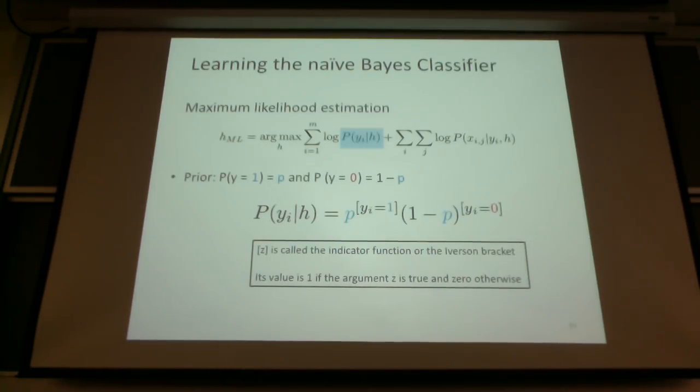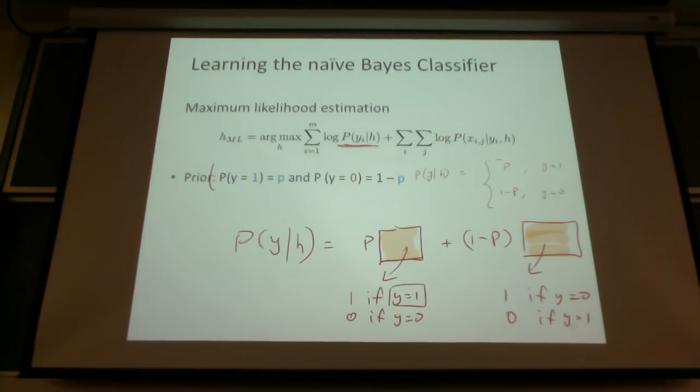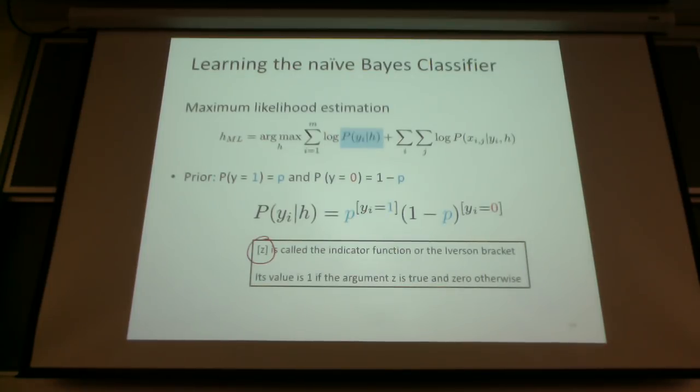Instead of putting boxes, I'm going to just put square brackets. This square bracket z is called the indicator function. It is equal to 1 if z equals true. It's equal to 0 if z is false. Think of it as a gate. Instead of adding things this way, what I have done is slightly different. I'm going to multiply them by saying probability of y given h is equal to p power indicator for y equals 1 times 1 minus p power indicator for y equals 0.